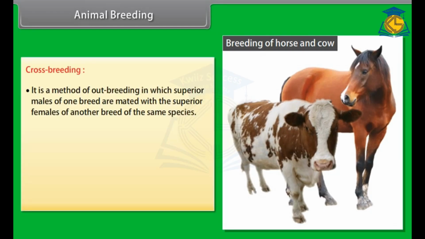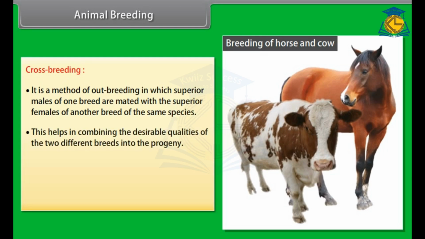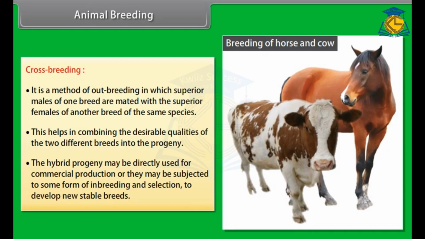Crossbreeding. It is a method of outbreeding in which superior males of one breed are mated with the superior females of another breed of the same species. This helps in combining the desirable qualities of the two different breeds into the progeny. The hybrid progeny may be directly used for commercial production, or they may be subjected to some form of inbreeding and selection to develop new stable breeds. One example of crossbreeding is Hisardale, a new breed of sheep developed by crossing Bikaneri Eves and Merino Rams.